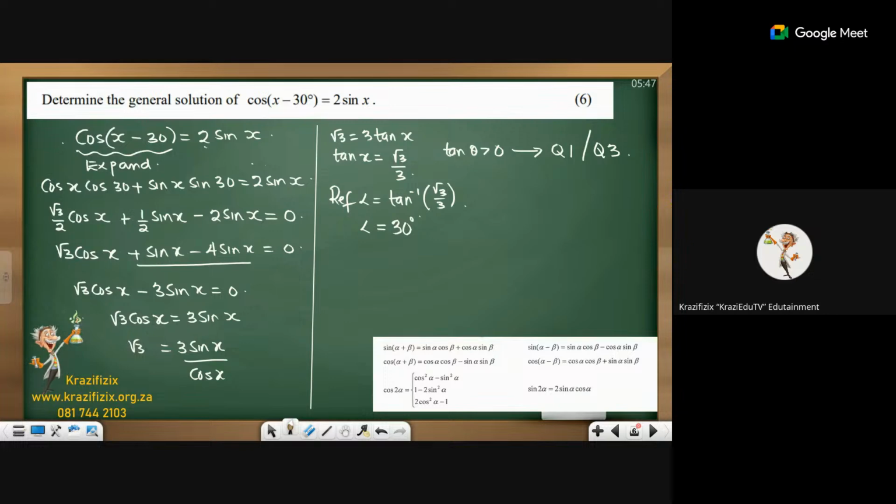Now, I said it's quadrant 1 and 3. What am I solving for? X. Remember, in the first quadrant, it is the reference angle plus k 180 this time around.